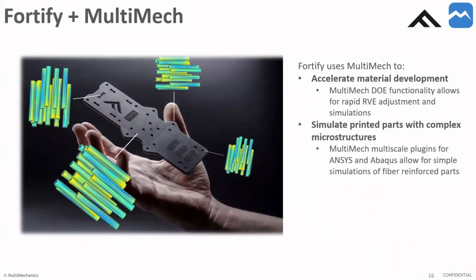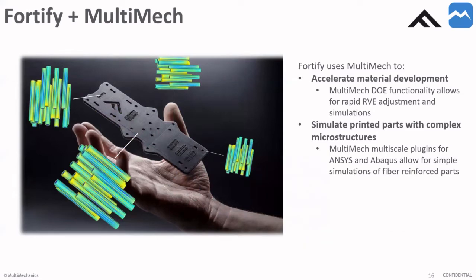So we got printing down pretty well, but one thing that we struggled with early on was how do we simulate the parts that we're creating? How do we take these complex microstructures and determine if we're actually adding a significant increase to the strength? And that's where MultiMech came in. They pretty rapidly solved that problem for us because they focus on chopped fiber, and they're able to align these fibers throughout the simulation.